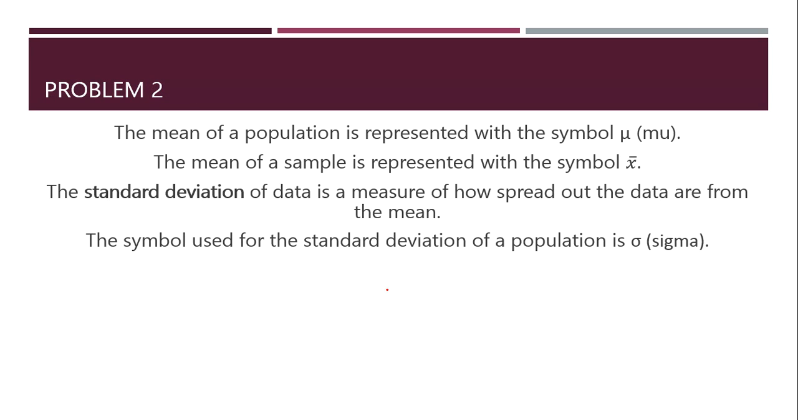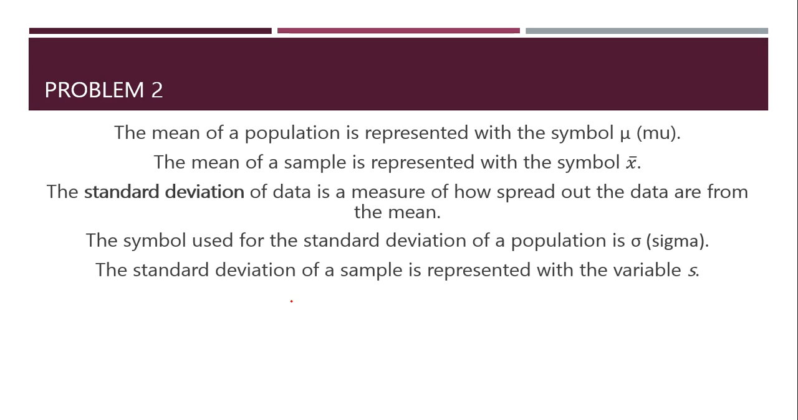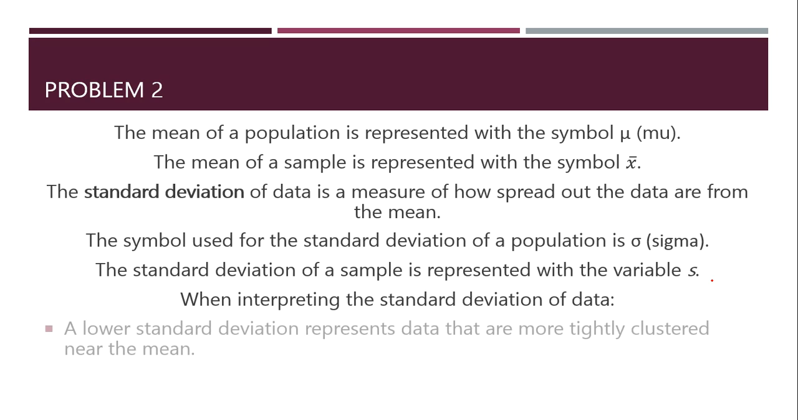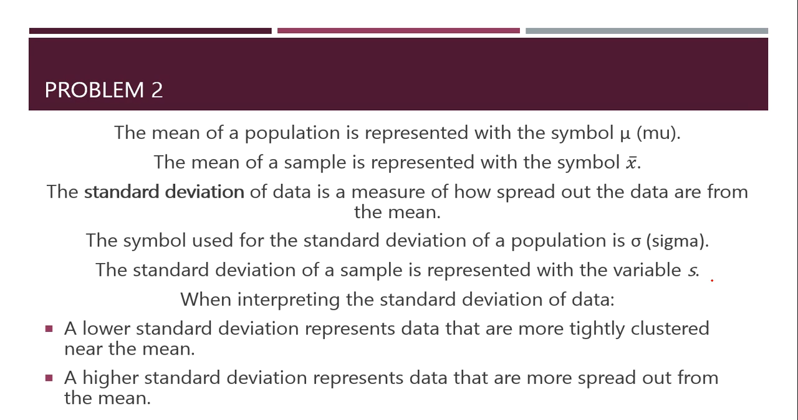Now, the symbol for standard deviation of a population is sigma, so sometimes you'll see the sigma symbol used, and the symbol for standard deviation of a sample is just an S. So be aware if you see either of these, we're just talking about standard deviation. And as we were just noticing, a lower standard deviation represents data that's more tightly clustered around the mean. So a lower standard deviation is going to be a skinnier normal curve, whereas a higher standard deviation represents data that's more spread out from the mean. So a higher standard deviation is going to give us a wider normal curve.